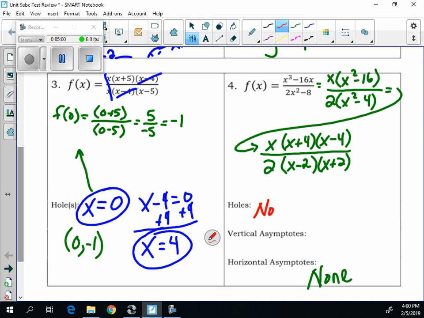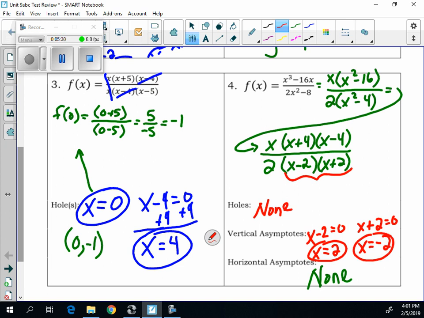Nothing cancels, no factors that have x's in them cancel, so no holes. Vertical asymptotes are going to be the remaining factors of the denominator that have variables. So we have x minus 2 set equal to 0, x plus 2 set equal to 0, and solve for both. Add 2, you get x equals 2. That's a vertical asymptote. And subtract 2, you get x equals negative 2. Another vertical asymptote.